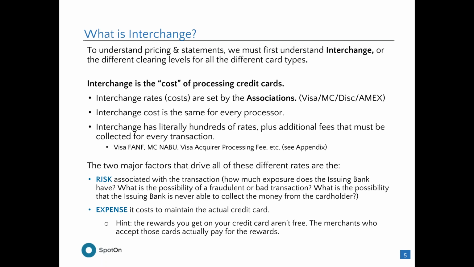Now, aside from interchange costs, there are also some fixed card brand fees, and I've listed a couple of them here. That's the Visa FAMF fee, the MasterCard NABU fee, Visa Acquirer Processing fee. There are several other fees which are all listed in the appendix. These are also fixed cost fees, and these fees go directly to the card brands, to Visa or MasterCard, etc. One thing to note, interchange actually does not go to Visa or MasterCard, Discover, or American Express. Interchange costs go directly to those issuing banks. The ones who are carrying most of the risk, they're the ones who get interchange. That's the cost that they get to collect. The card brand fees are a little bit different, and those go to the card brands.